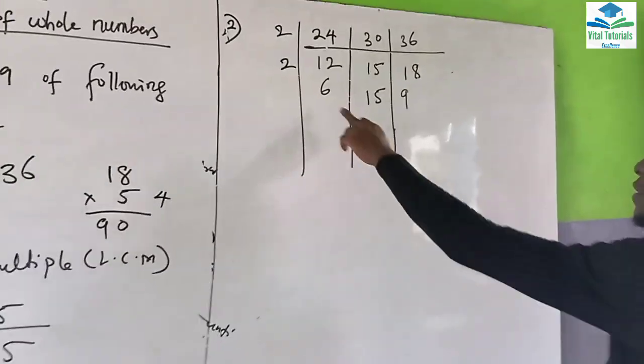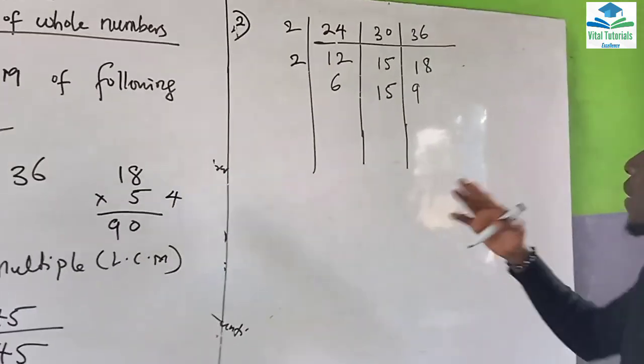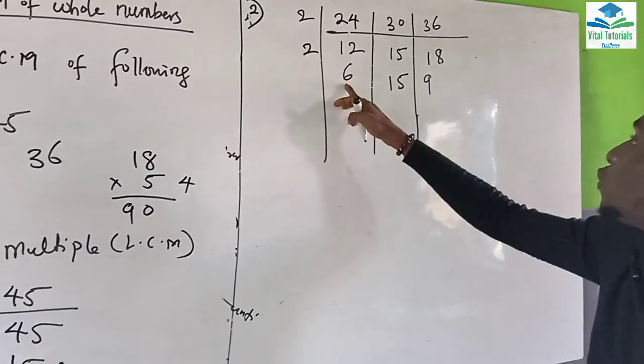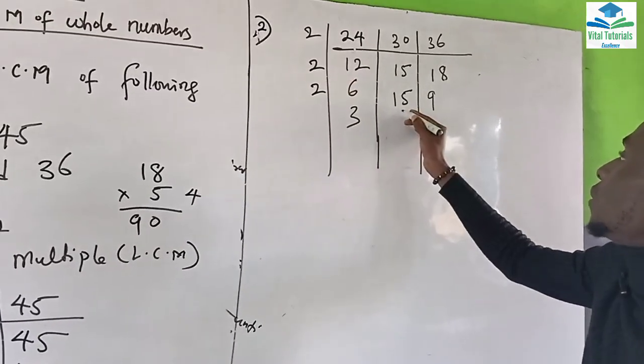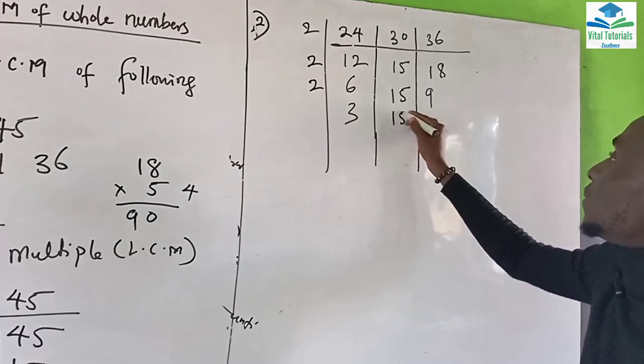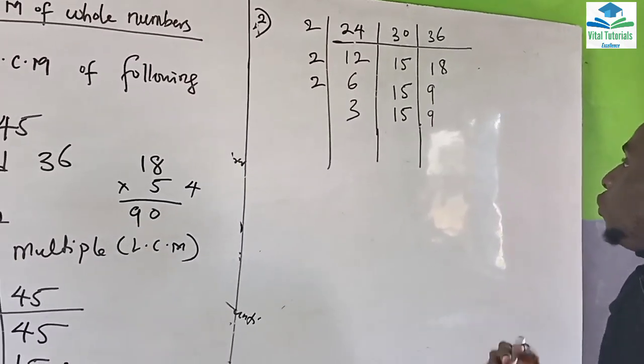Now, if you look at these three numbers again, 6, 15, and 9, which smaller number can go into any of them? You can use 2 again, because 2 can go here. Therefore, we use 2. 2 goes here, 3. If 2 goes here, there will be a remainder, so just bring it down. There will also be a remainder here, you bring it down. Therefore, you cannot use 2 again.